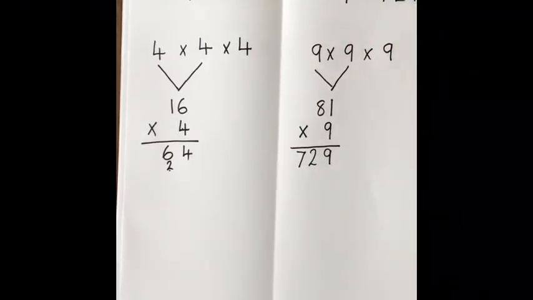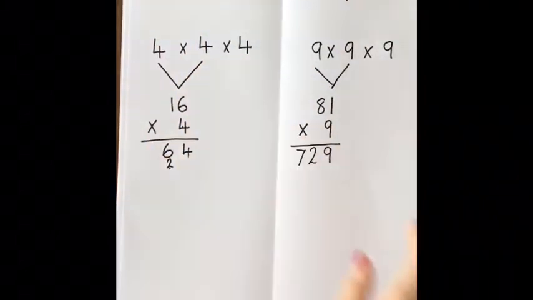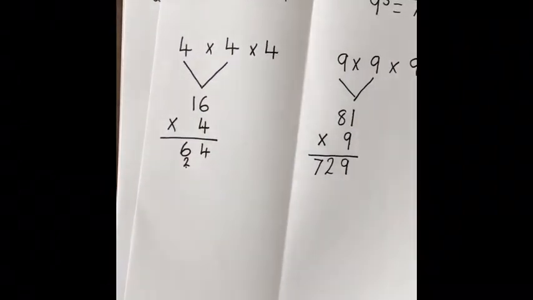Cube numbers and squared numbers often come up in arithmetic questions, so it's worth remembering cubed means multiplying it 3 times. Squared means multiplying it by itself twice.